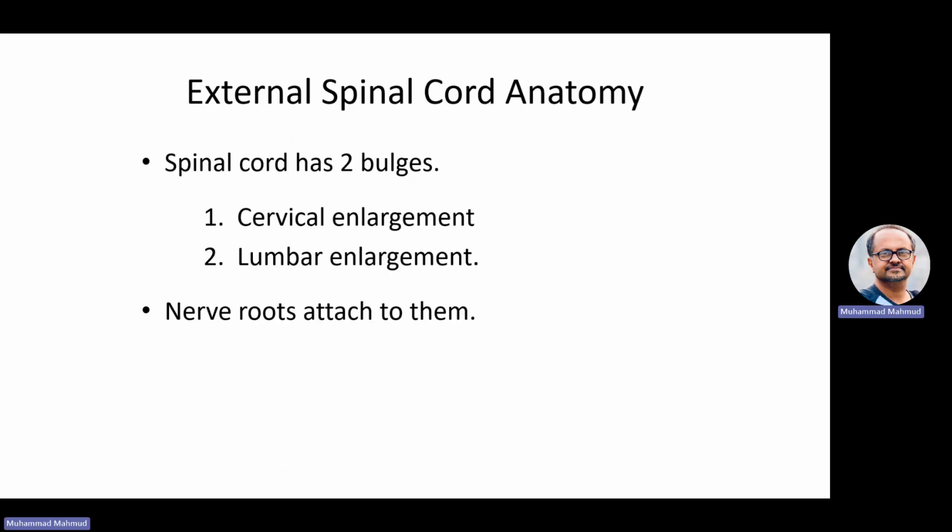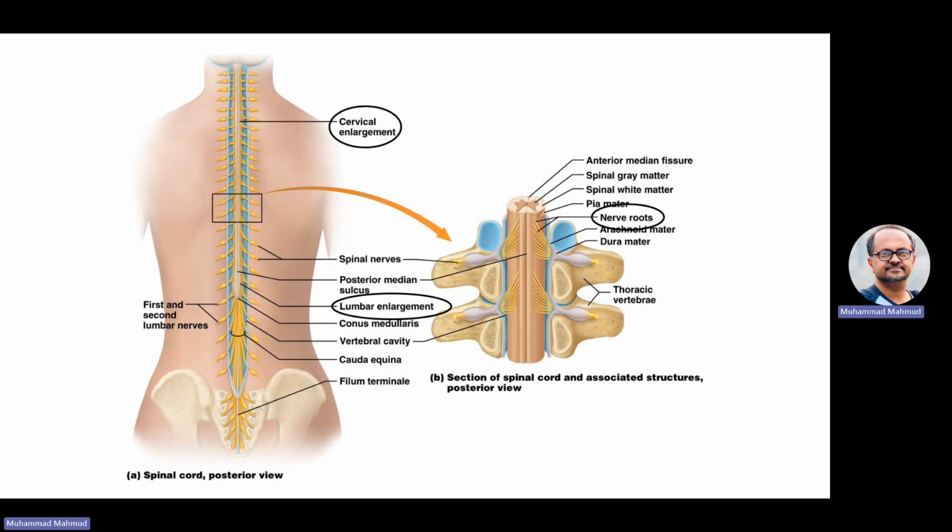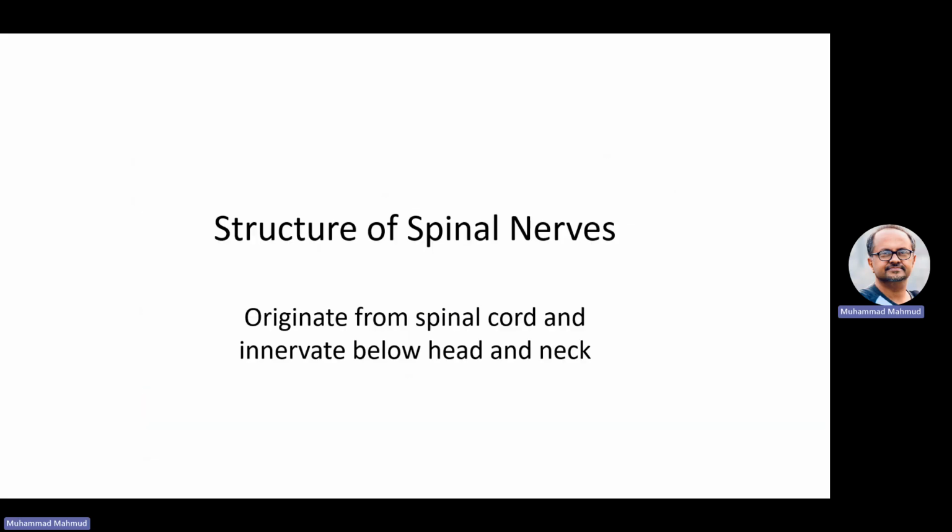Spinal cord has two bulges, cervical and lumbar enlargement. Nerve roots are attached to them. You see here, cervical enlargement here. That is due to many of those nerves coming from that area. Plexus will form. One is the cervical, the other one is lumbar. These are the two of those bulgings.